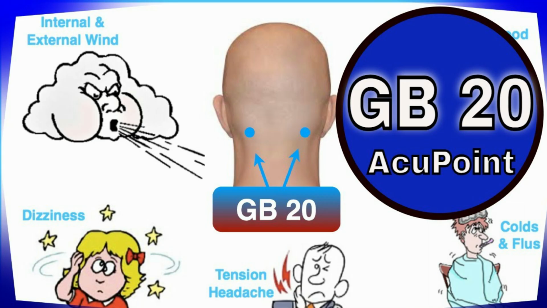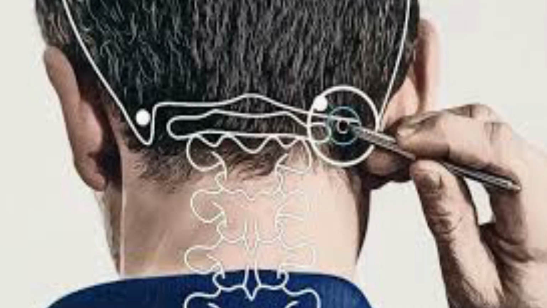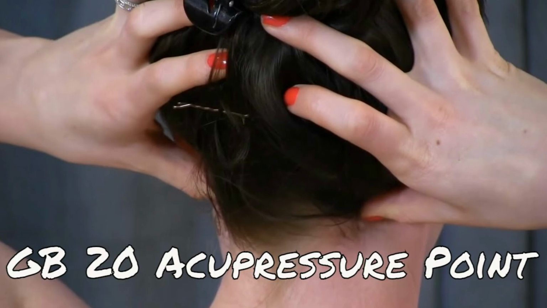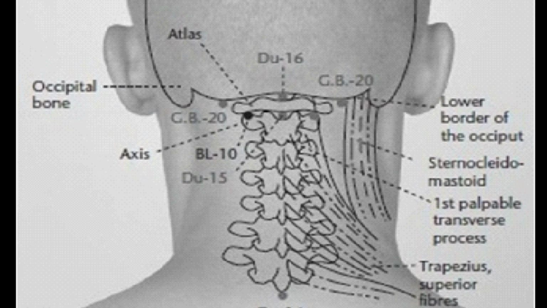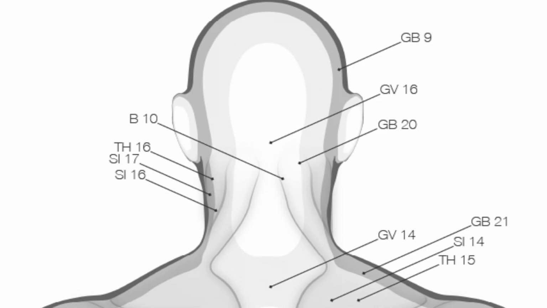The acupoints recommended to cure this condition are GB20 and DU14. The GB20 acupoint is located on the nape below the occipital bone, on the level of DU16, whereas the DU14 acupoint is located on the posterior midline in the depression below the 7th cervical vertebra.